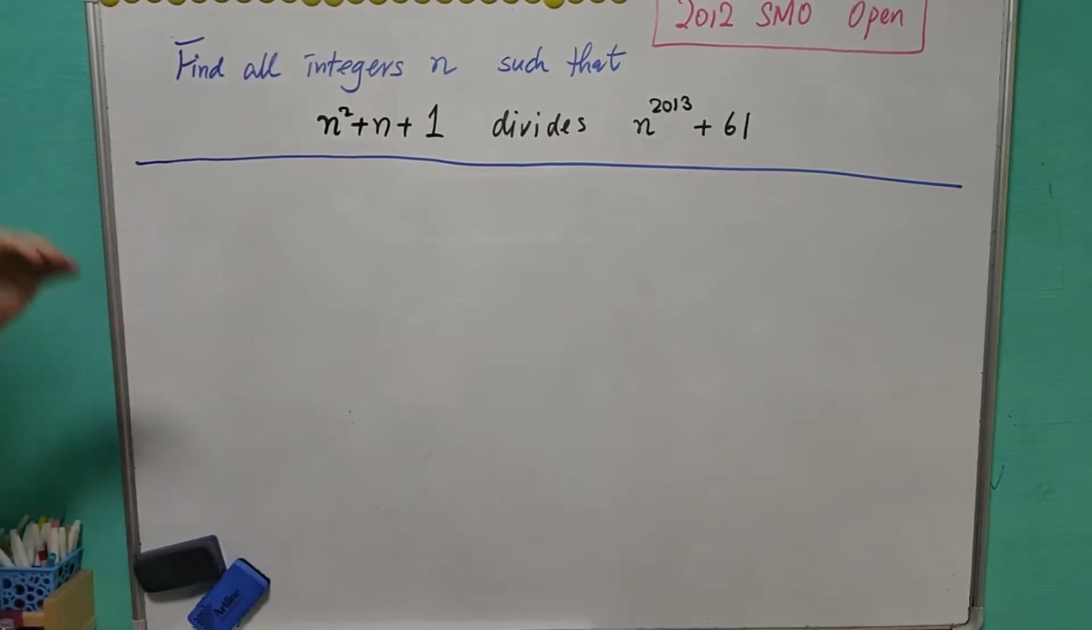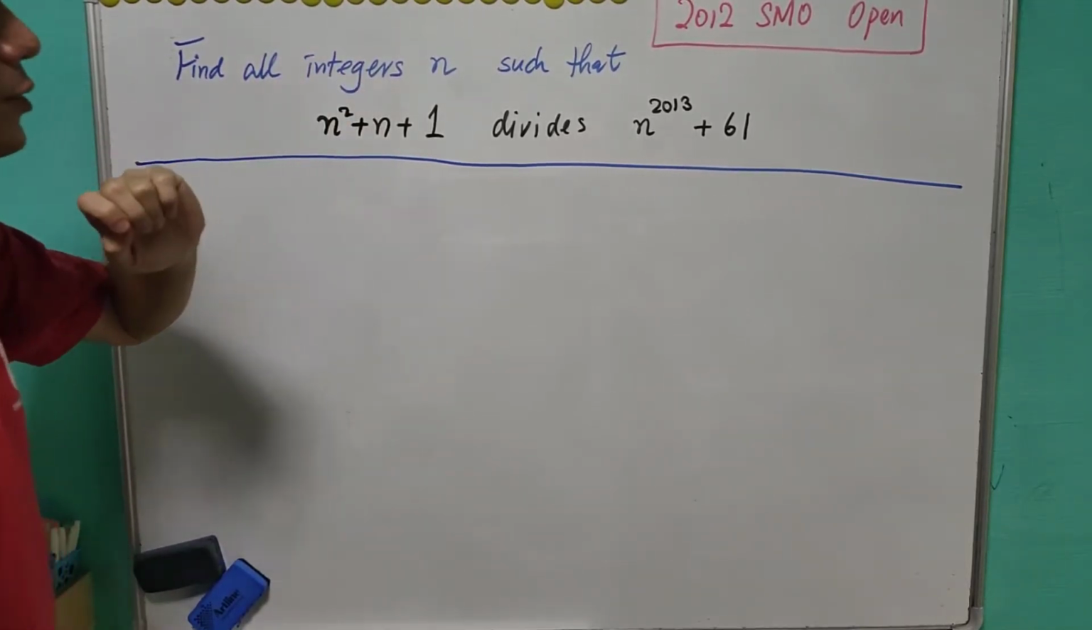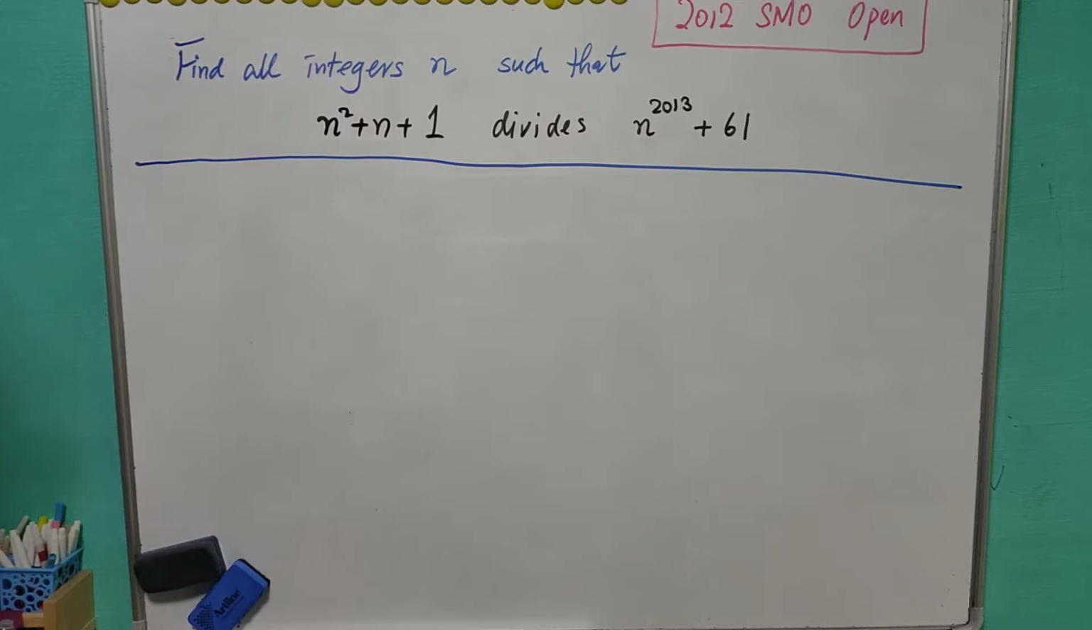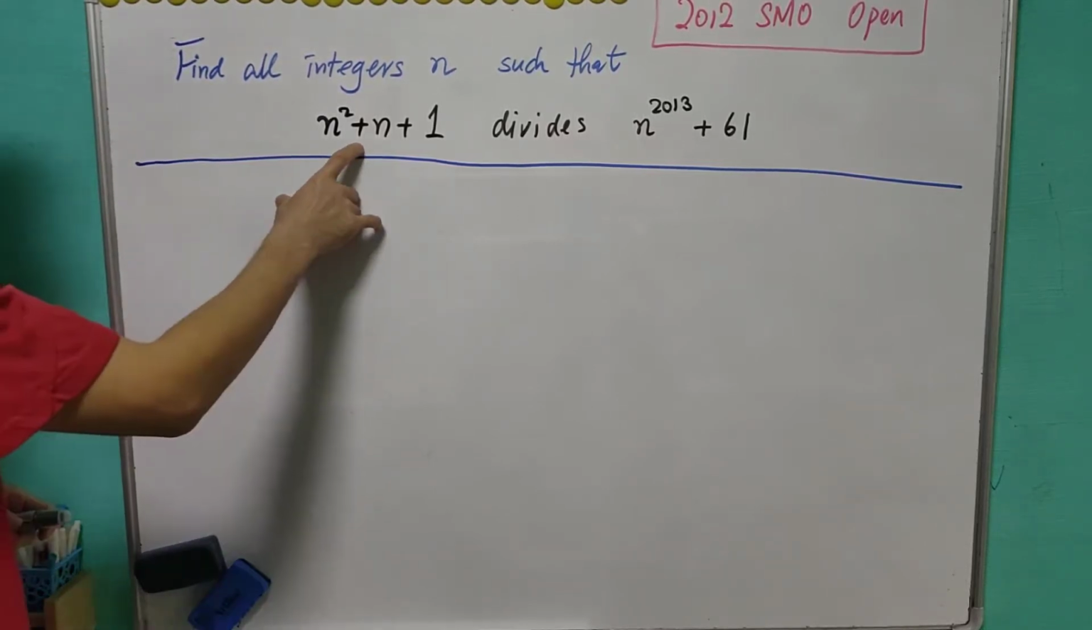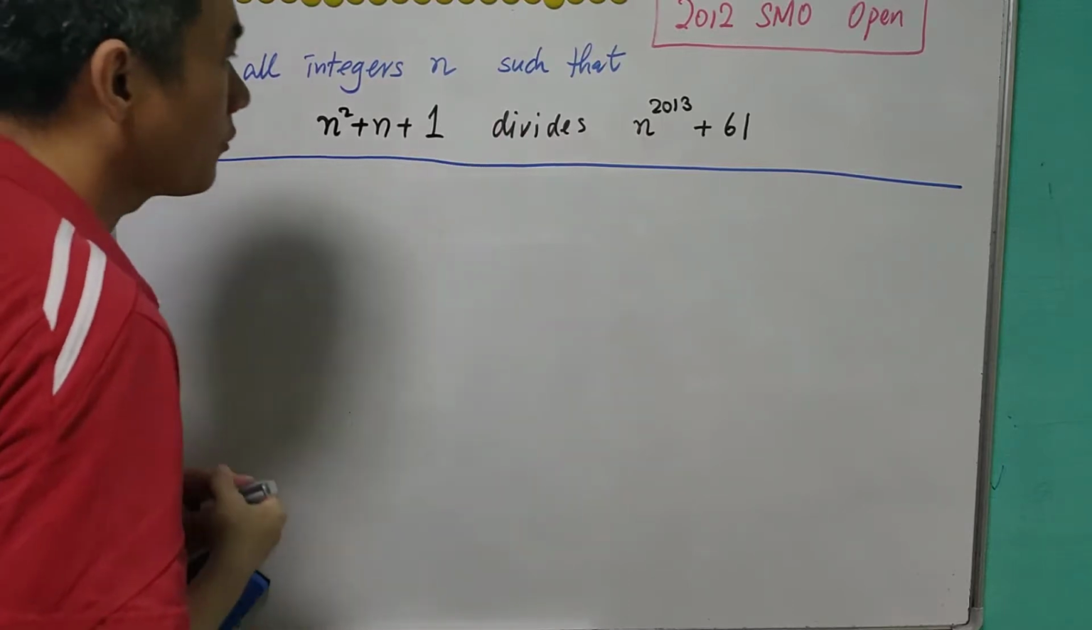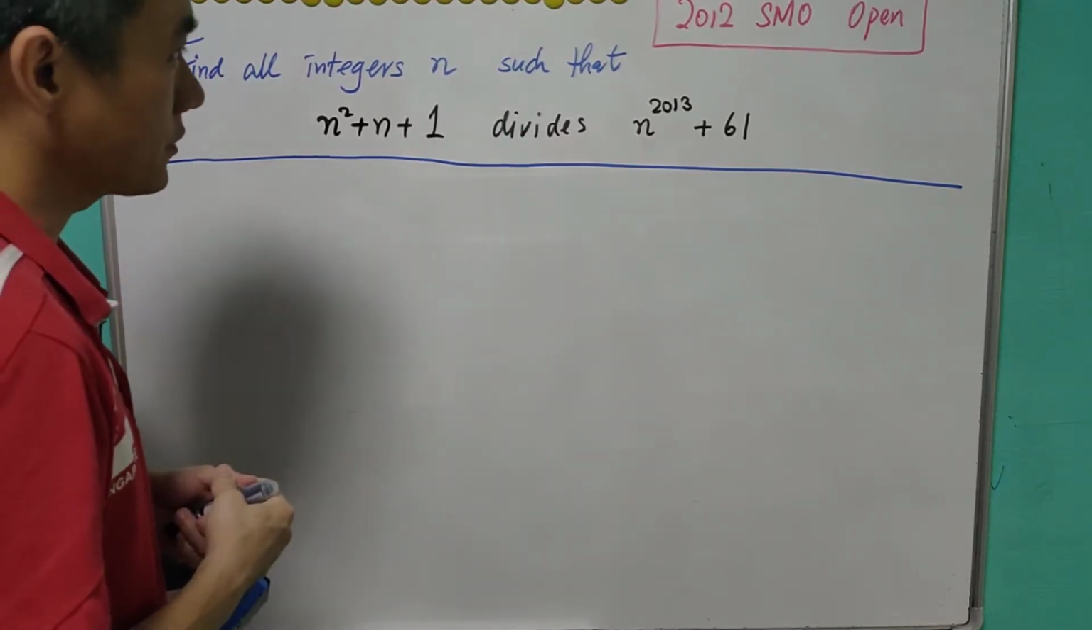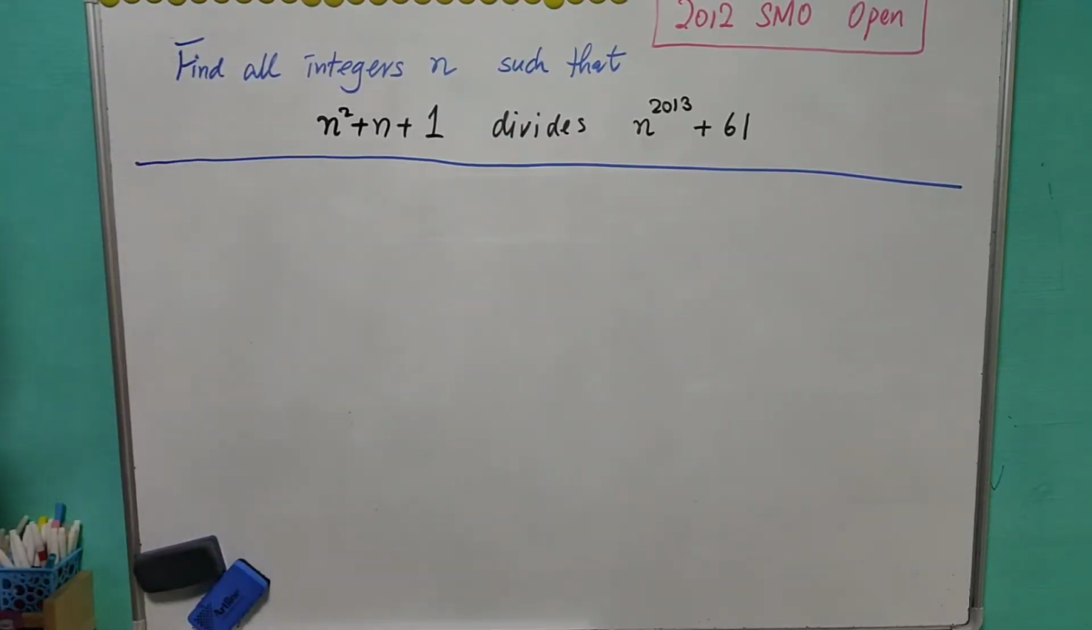Today, we are going to discuss this question from 2012 SMO Open section. You are asked to find all integer n such that n squared plus n plus 1 divides n to the power of 2013 plus 61. This question involves a few algebraic manipulations.